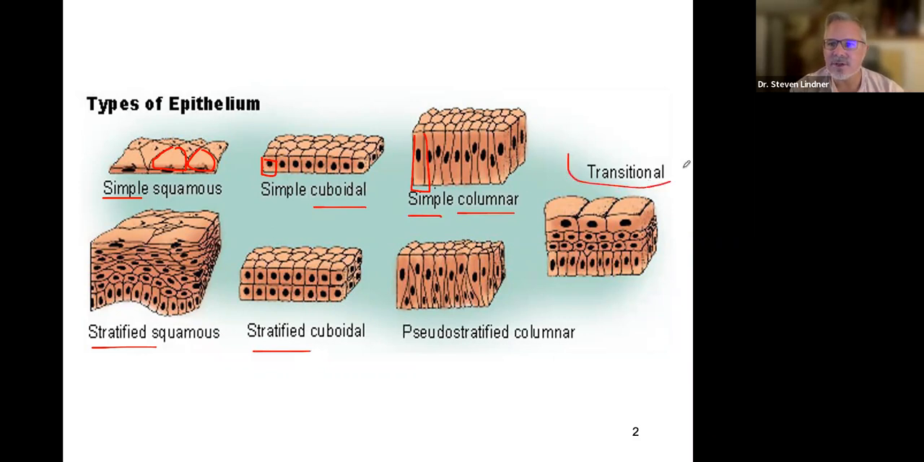Then we have transitional that are found around the urinary tract. Let's keep that in mind, urinary. Whether it's the urethra, urinary bladder, or ureters.